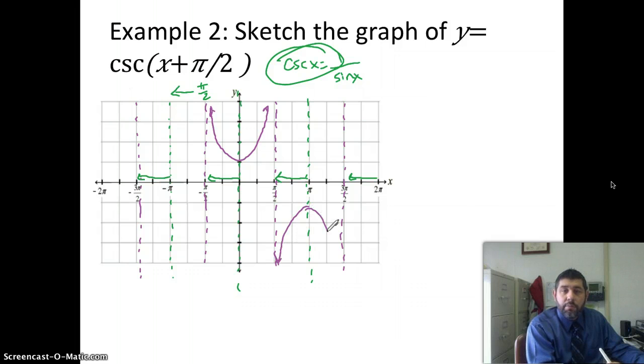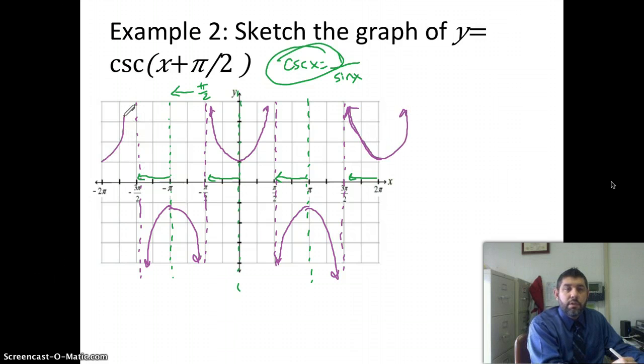Okay, so we're going to complete this just for a couple of them so we know exactly what it looks like. All right, it's going to keep going up. Same thing here. Goes the other way, up that way too. Okay. All right, so that's it.